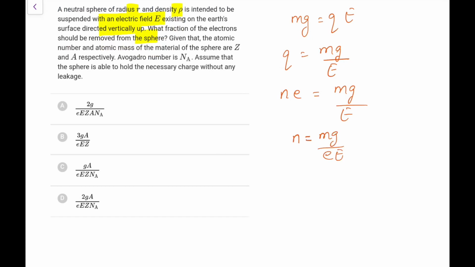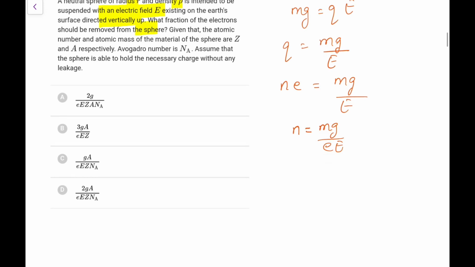Now we have to find the fraction, so we need to find out the total number of electrons initially in it. The total number of electrons initially in it is equal to the total number of protons. Now what is the total number of protons? First of all I need to find the number of moles. So the number of moles would be mass upon molar mass, that we write.